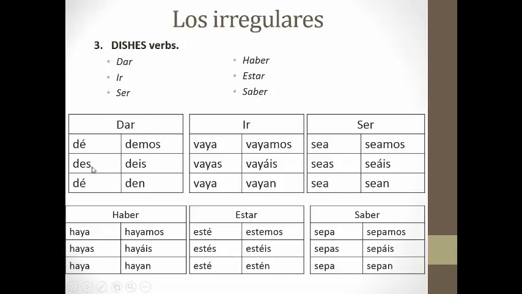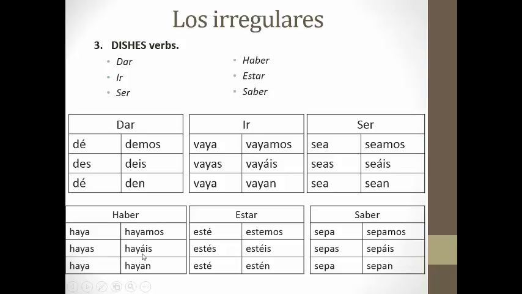Dar is dé, des, dé, demos, den. Notice we've accented the yo and the he, she form here because we don't want it to be confused with the word of or from, which is de without an accent. Ir goes to vaya, vayas, vaya, vayamos, vayan. Ser becomes sea, seas, sea, seamos, sean. Haber becomes haya, hayas, haya, hayamos, hayan.